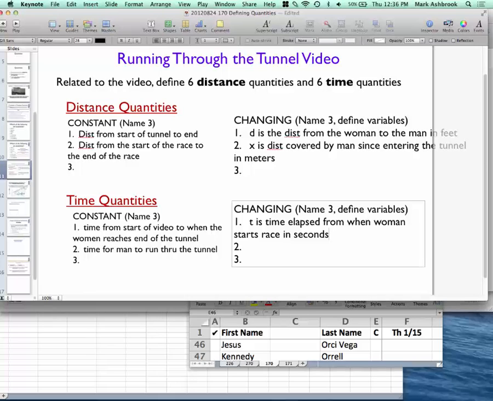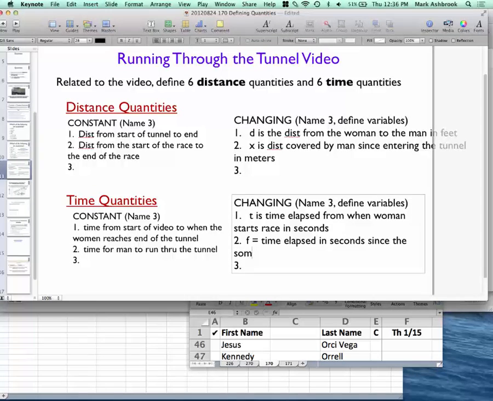Where is Brittany Hale? Okay, Brittany, you're up. The time elapsed in seconds since the woman passed the man. Okay, so what variable do you want to call that? We've got to pick a letter. Oh, T. I already used T. Sorry. F? F equals the time elapsed in seconds since the woman passed the man. How'd she do?